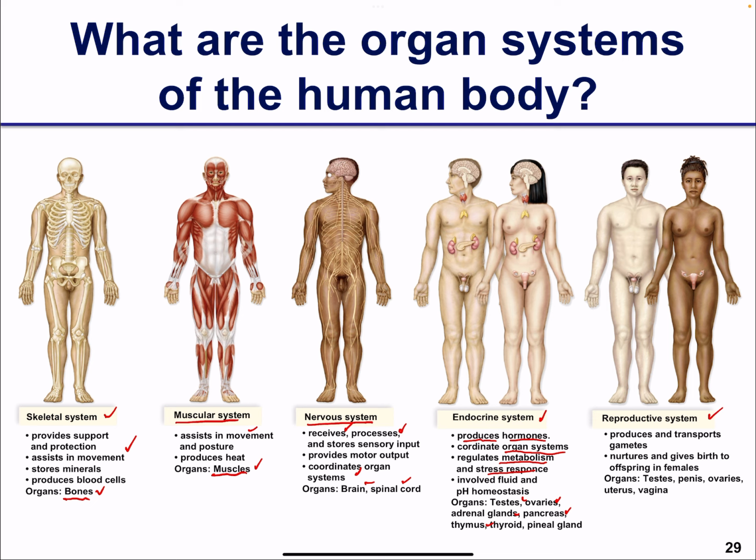And then you are going to have the reproductive system, which job is going to be to produce reproductive cells, but also to transport gametes, preserve these gametes too, produce and protect, right? Transport gametes, nurture and give birth for female. Some examples of organs: testes, penis, ovaries, uterus, vagina, just to name those.